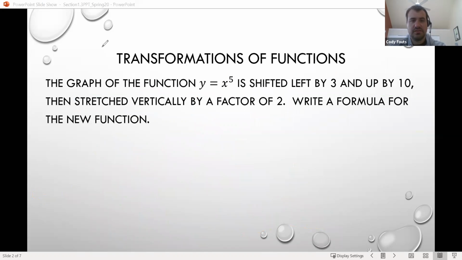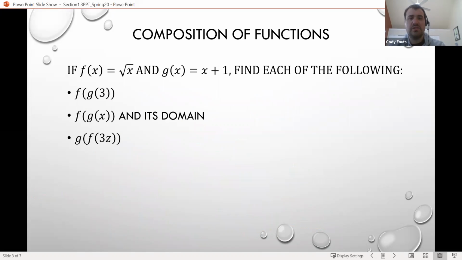All right, let's move on. So now we're looking at composition of functions. Remember, composition of functions is when we're putting functions within functions. So it's kind of like our Inception, if you remember that movie, Inception with functions. And remember, when we do composition of functions, we always start on the inside.